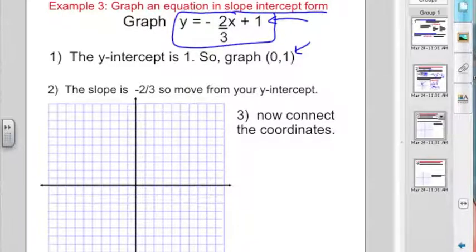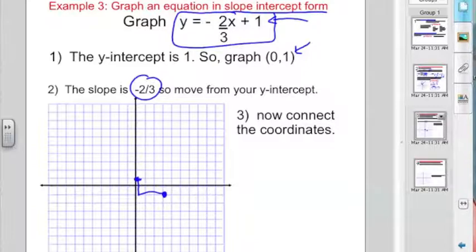So we go over to 0 on our x. We go up to 1, which is about right there. I'm a little bit off maybe because of my calibration, but it's right there, (0, 1). Now we want to use the slope of negative 2/3. So we're going to come down 2. We go down 1, down 2. We go over 3. Right about there. And that's our next coordinate right there.